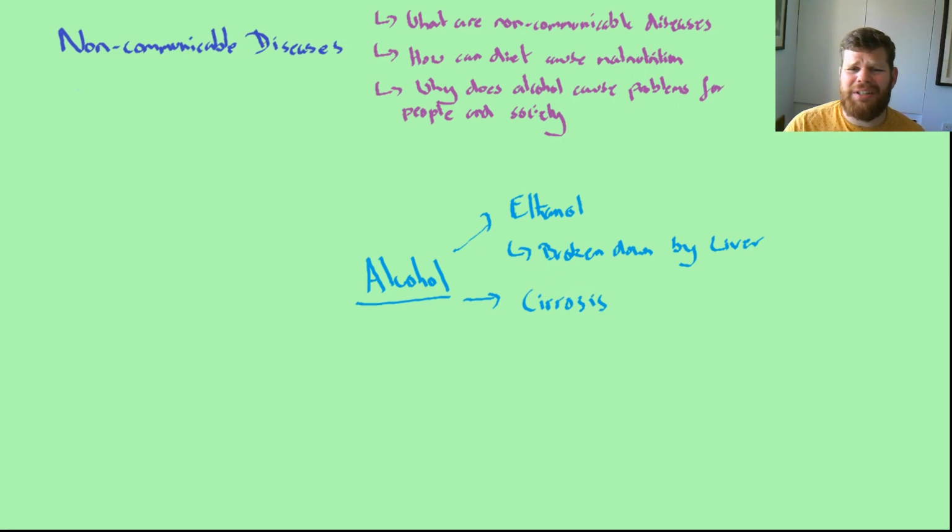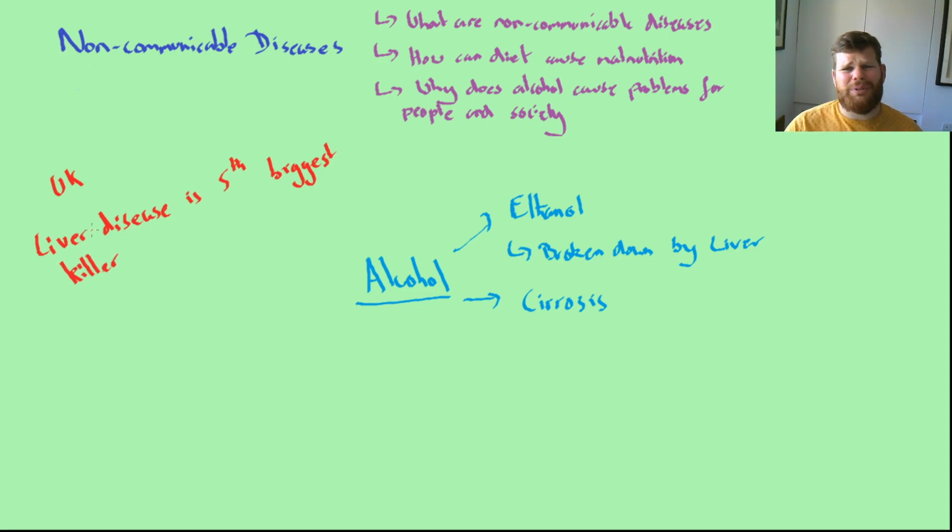What about the wider implications of alcohol to society? We talked about the individual, but what about society? Well, in the UK, liver disease is the 5th biggest killer. So that's quite significant. These individuals who have liver disease have to go into hospital, they have to be treated, maybe even saved. That all costs money. How much money does that cost? Well, that costs about £500 million a year.